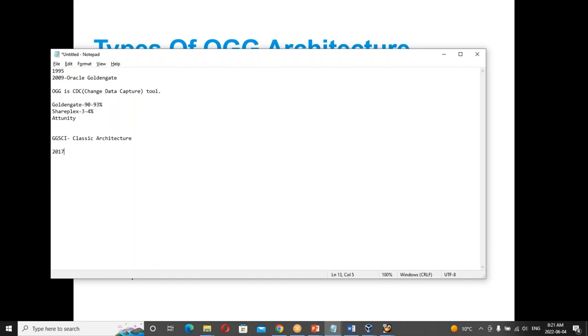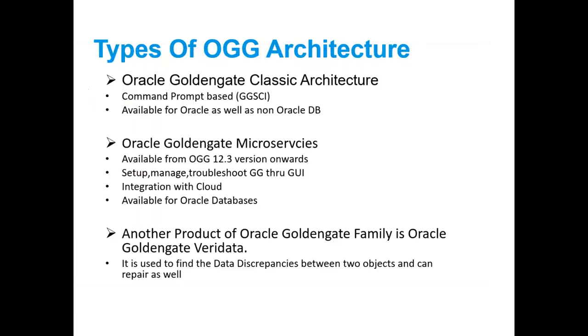In 2017, from OGG 12.3 onwards, Oracle launched another architecture of GoldenGate, called microservices architecture. It's a REST API based architecture and allows you to set up, manage, troubleshoot and configure GoldenGate through a GUI. So you have two types of architecture available now: one is classic architecture and the second is microservices architecture.